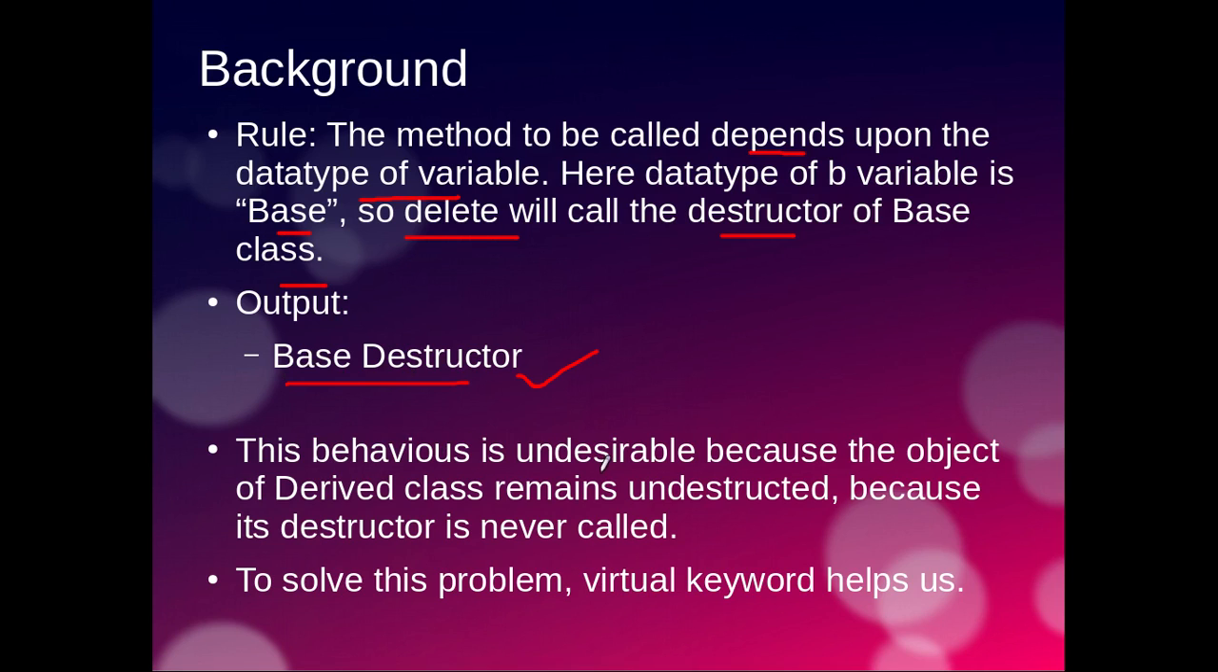This behavior is undesirable, because the object of the derived class remains undestructed, so it will remain in memory. Due to this particular statement only the base class destructor is called, and the destructor of the derived class is never called. This means the derived class object will remain in memory undestructed. This is basically a memory leak, so ultimately your memory may be consumed and your program may crash due to lack of memory.